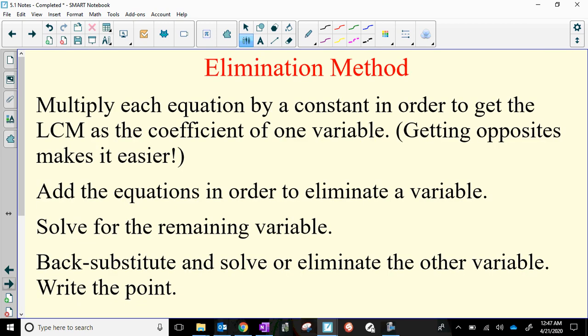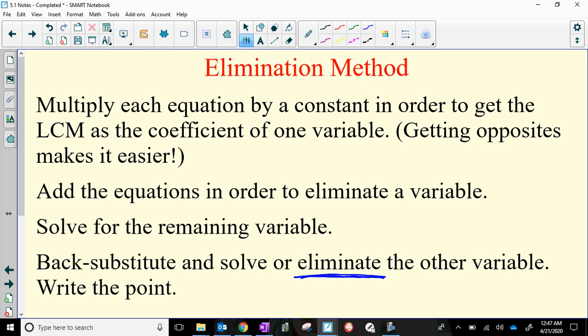All right. So the last method we have for solving linear equations is called the elimination method. What we want to do is get the same number with different signs, or what we call opposites, in front of either the x or the y. It doesn't matter. And then we'll eliminate. And then we can either back substitute or we can eliminate again.